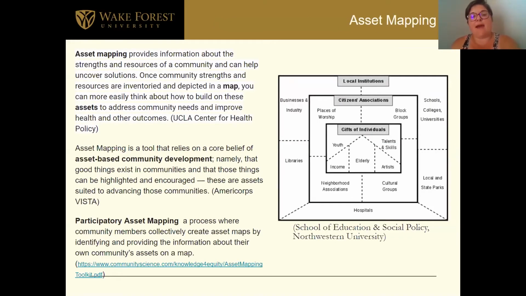So asset mapping was originally developed in the School of Education and Social Policy at Northwestern. And it basically provides information about strengths and resources of a community and can help us uncover solutions. Once these strengths are inventoried and depicted in a map, you can better see how to build on those assets and address community needs through things that the community already has. It's a tool that relies on a core belief of asset-based community development, which is that good things exist in communities and that those things can be highlighted and encouraged.